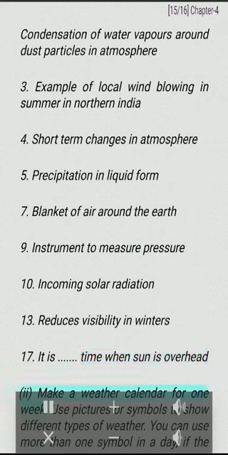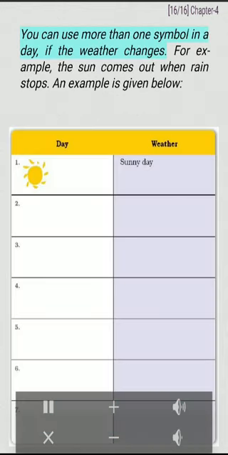Make a weather chart. Use pictures or symbols to show different types of weather. You can use more than one symbol in a day if the weather changes. For example, the sun comes out when rain stops. An example is given.